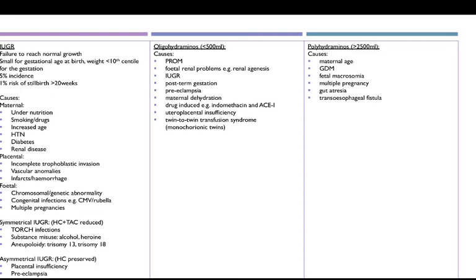Things that can cause polyhydramnios, we've mentioned some of these before: fetal macrosomia, gestational diabetes, maternal age, multiple pregnancy, gut atresia, and tracheoesophageal fistula.